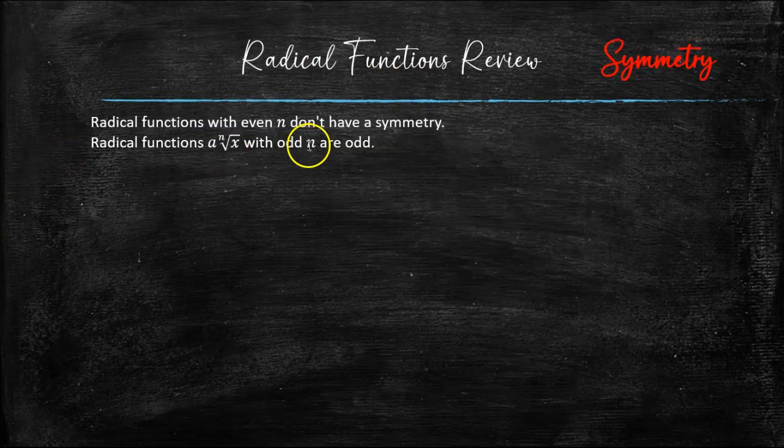Now, radical functions, when n is even, do not have a symmetry because you're just dealing with one branch of it. But radical functions when n is odd and when the vertical shift is 0 are actually odd, meaning they have the symmetry with respect to the origin.